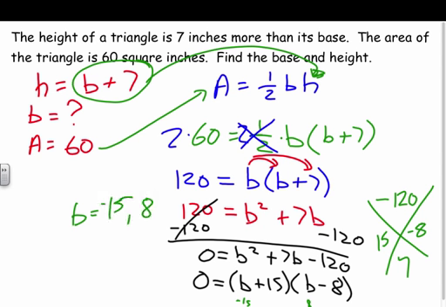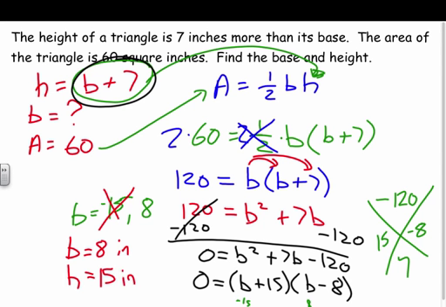But can I have a negative distance on a triangle? Nope. So I know it's not that. So I know the base has to be 8 inches, which means the height is 7 more than that, which is 15 inches. Right, looking back up here, 7 more than that. So there we go. It takes a little bit of work.